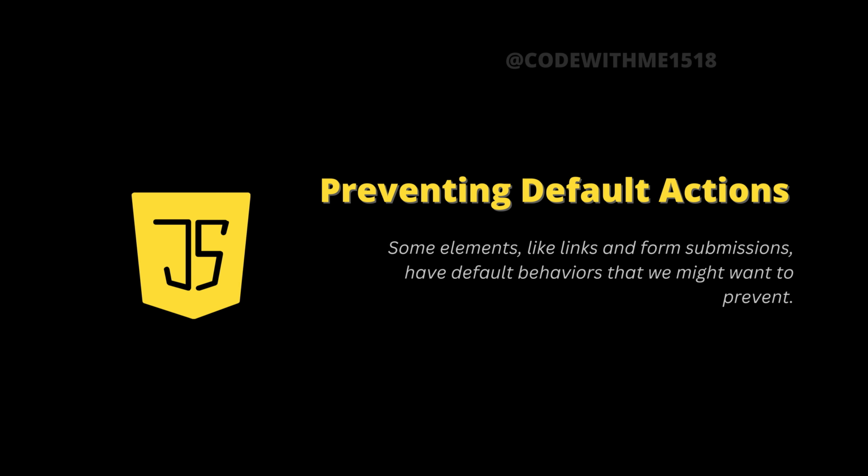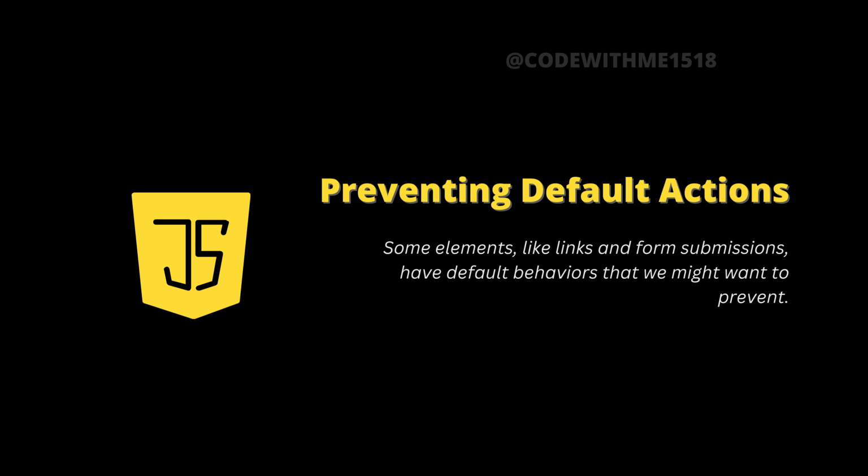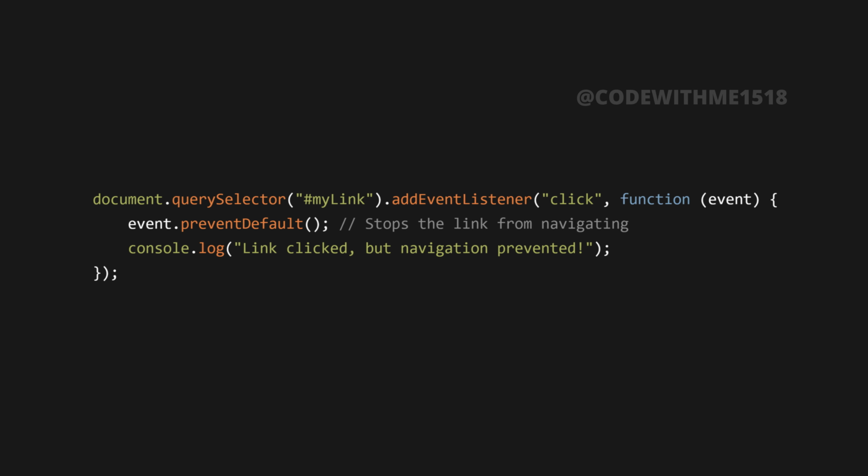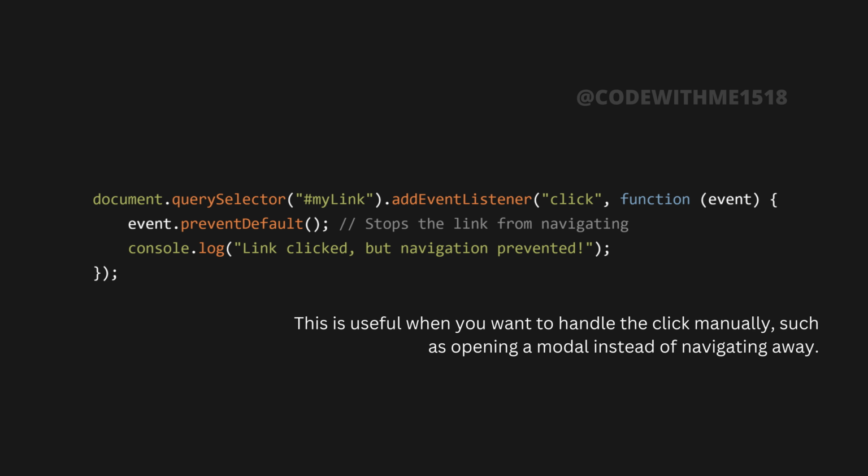Preventing default actions. Some elements, like links and form submissions, have default behaviors that we might want to prevent. Example: preventing a link from redirecting. document.querySelector('#myLink').addEventListener('click', function(event) { event.preventDefault(); // stops the link from navigating console.log('Link clicked but navigation prevented'); }). This is useful when you want to handle the click manually, such as opening a modal instead of navigating away.